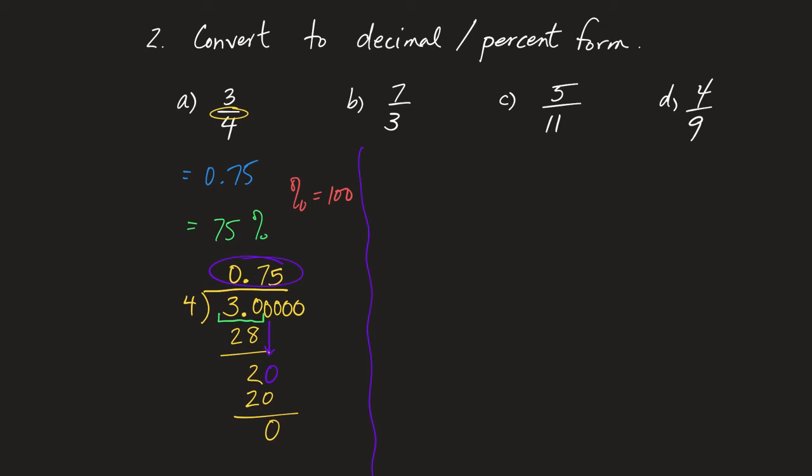Okay, let's take a look at B, and we are going to walk through B together. First off, you notice that 7/3 is an improper fraction. So we have to turn that into a decimal, or we have to turn it into a percent.